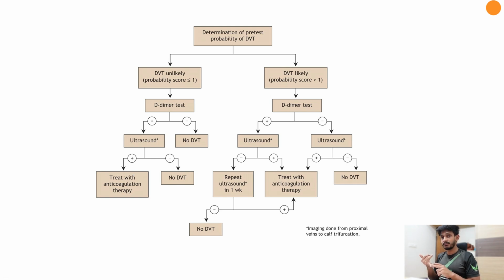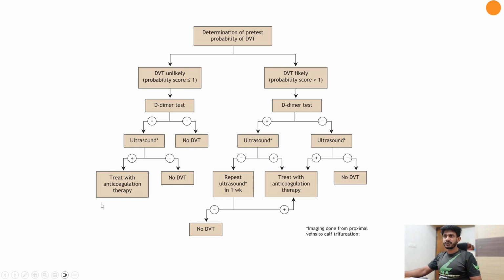Duplex ultrasound consists of two parameters. Number one, it checks whether the vein is compressible or not. If it's not compressible, it indicates the presence of DVT. And also it assesses the flow and velocity of flow through a point in the vessel. So it has two parameters. If that is present, we treat with anticoagulation therapy.